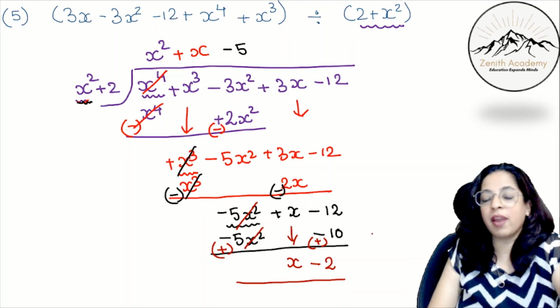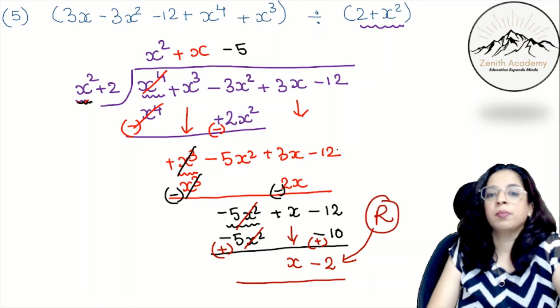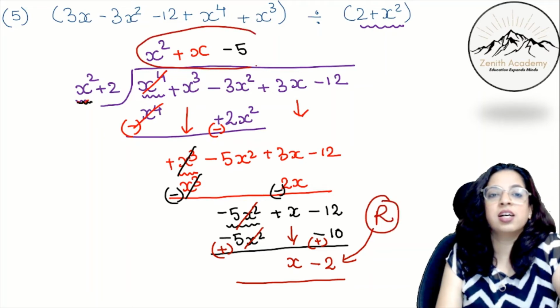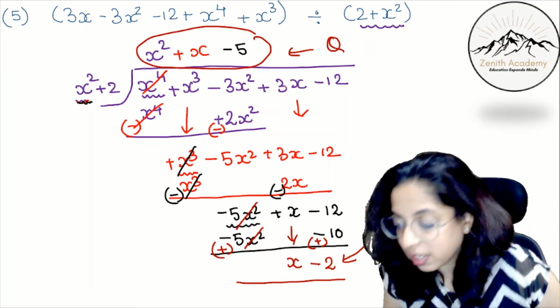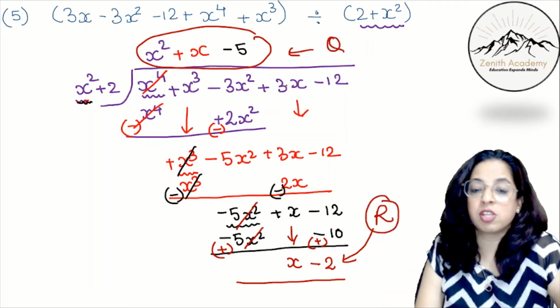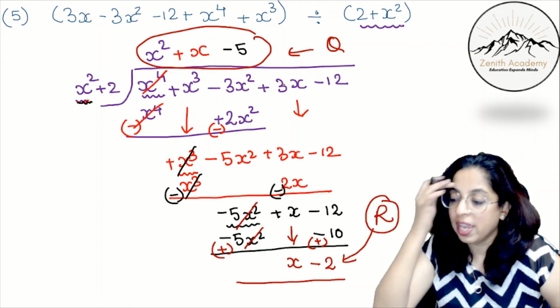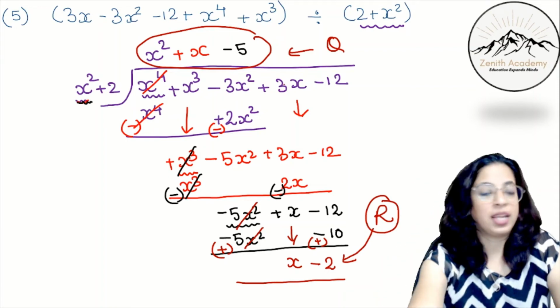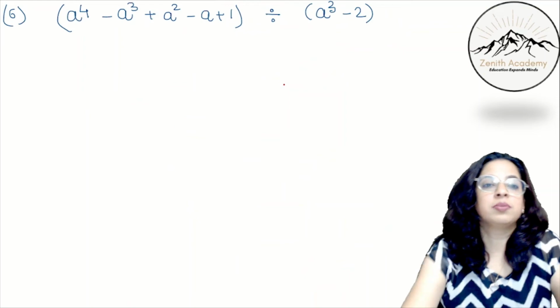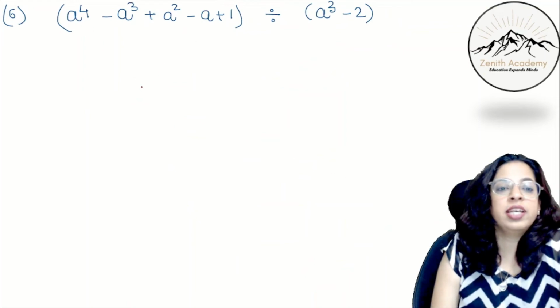So this can't be divided further. I have already told you. This is the remainder and this is the quotient for question number 5. x square plus x minus 5 is the quotient and x minus 2 is the remainder. Clear? Let's go ahead. Now, this is already in the index form.